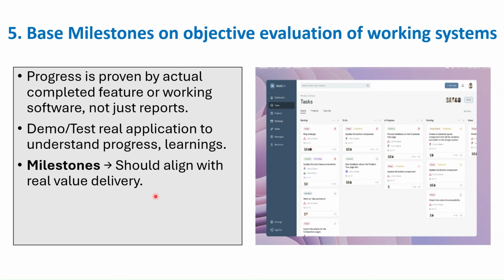So we have to understand, okay, what is the feature that has been developed? I mean, can that feature be demoed to the end users? Or if there is a small release which has happened, how are the users responding to that release? So that working system is always the key to deciding whether we have reached our milestones or not.